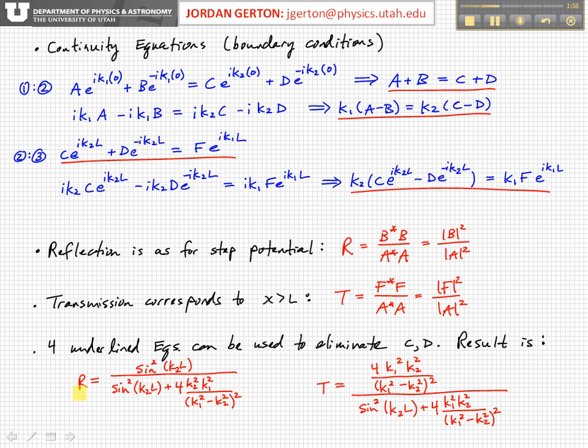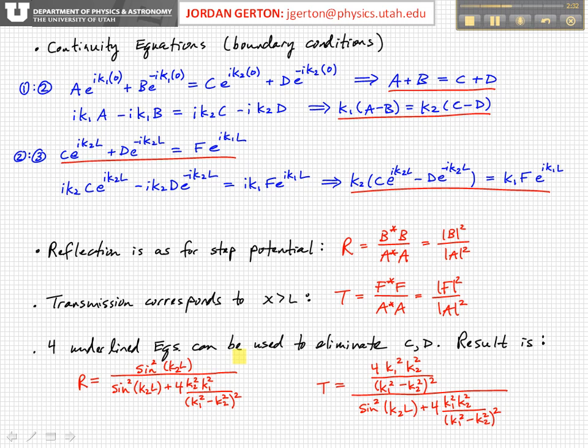And obviously, whenever you have a sine, an oscillatory function, that means that it can be zero. So when K2L is some multiple of pi, then the numerator can be 0 here. That means the reflection coefficient is going to be 0, and the transmission coefficient is going to be 1. And so there are certain values of K2L that lead to 100% transmission and no reflection.